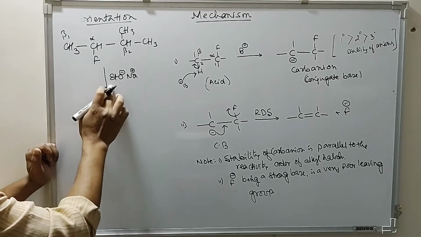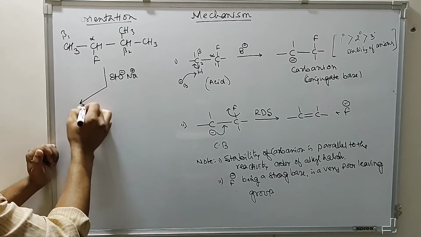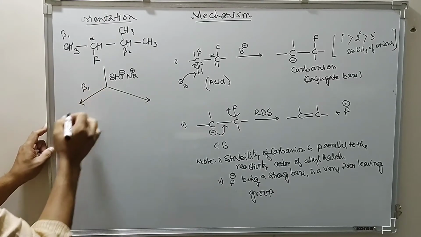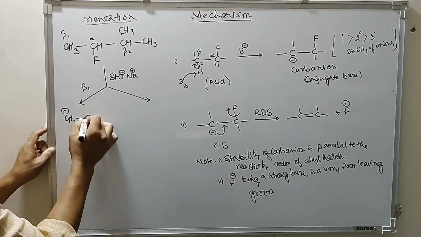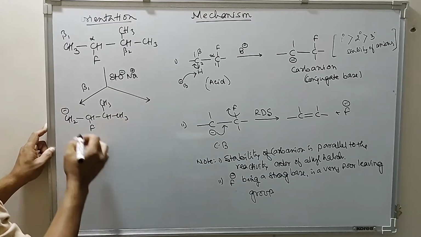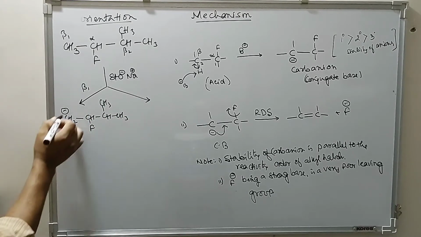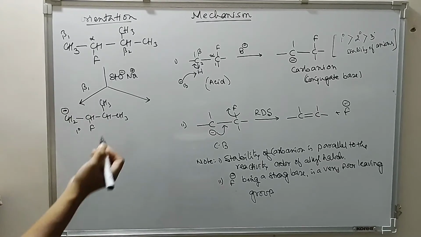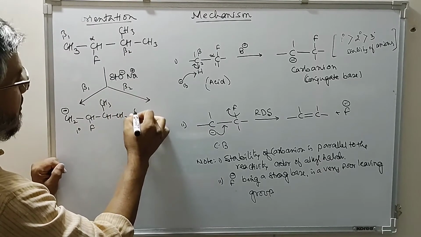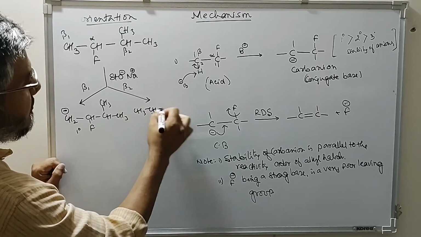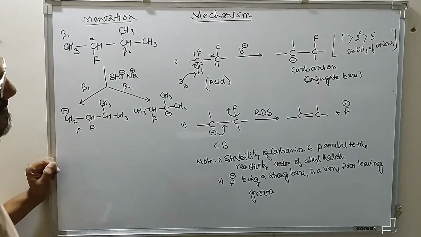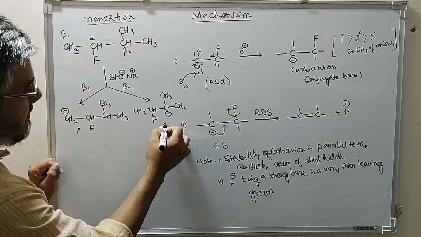Now look at this. On the reaction with a strong base, two possible carbanions can be formed. Removal of the beta 1 hydrogen gives you CH2 minus CHF, CH3, CH3. So this is one anion, and it is a primary carbanion. On the other hand, removal of this beta 2 hydrogen will give you CH3, CHF, C, CH3, CH3. Now this carbanion is tertiary.